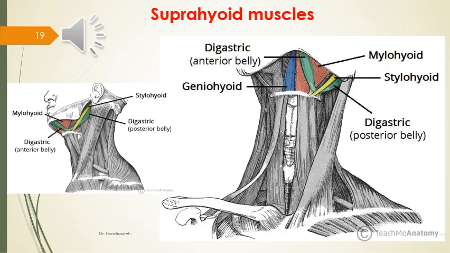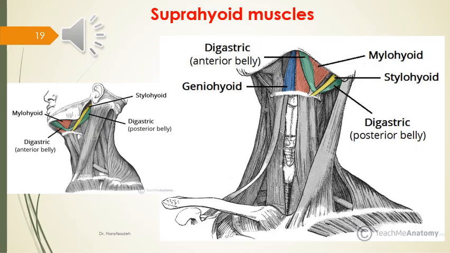We now reach the suprahyoid muscles. These suprahyoid muscles are the ones located above the hyoid bone. I will describe them here so that you can recognize them and have no problem. They include the mylohyoid, stylohyoid, digastric, and geniohyoid muscles. You can see them here in different colors.